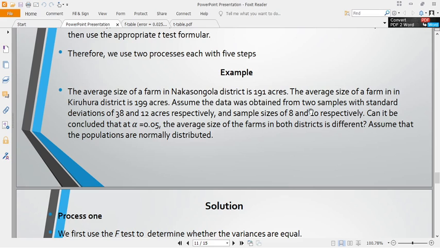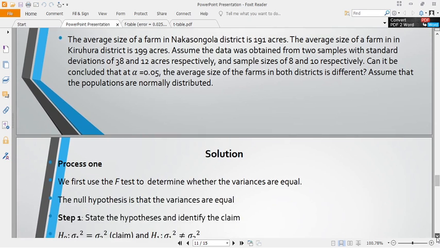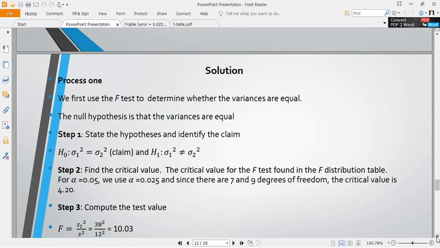Now our interest, we should always look at n. We see that both n's are less than 30, so therefore we use the t-test. But to get the appropriate t formula to use, we first test whether the variances are the same. So in our first process, we first use the F test to determine whether the variances are equal. For variances we always use a table, the F table, or what we call the F test.